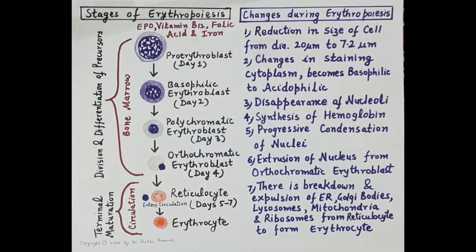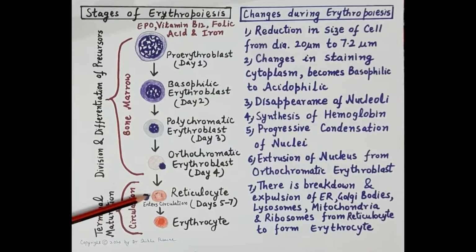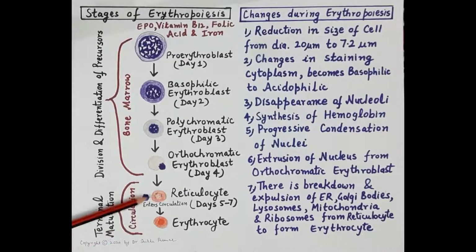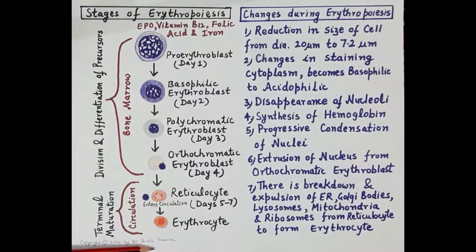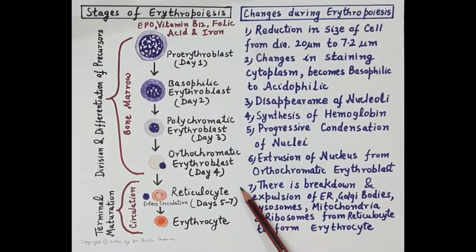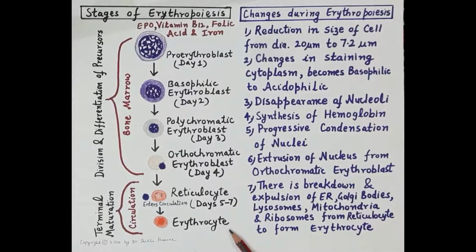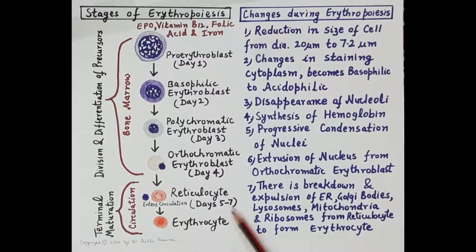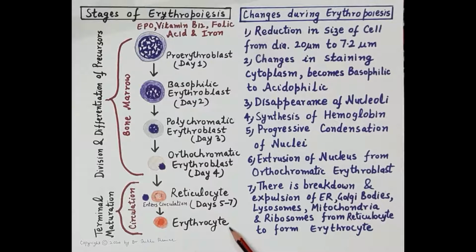Now further, once the reticulocyte is produced, this reticulocyte matures into a mature RBC or a mature erythrocyte. This process is termed terminal maturation, and for this terminal maturation also vitamin B12 and folic acid are required. So the reticulocyte matures in 2 days to a mature RBC, and for this maturation again vitamin B12 and folic acid are very essential.